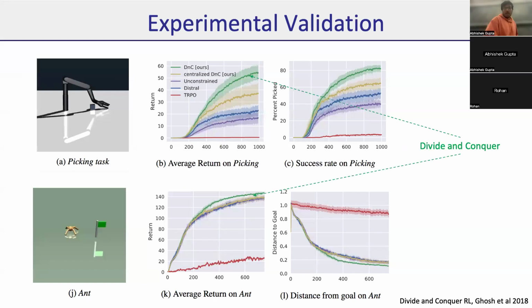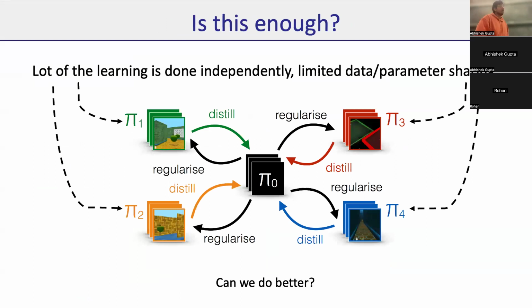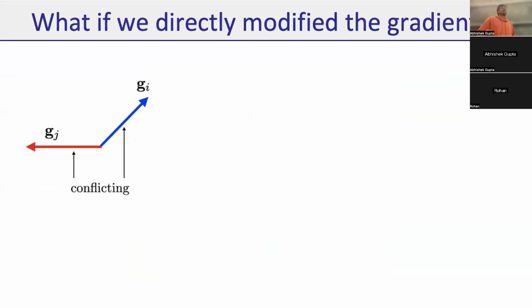Good question. Okay, so the challenge here is that we're doing a lot of individual learning, and you're regularizing sometimes against the shared thing, but a lot of it is individual. So we wanted to ask, can we do better than that? Can we optimize a single policy, but not have to deal with this winner takes all phenomenon? We were thinking about whether we can directly modify the gradients.